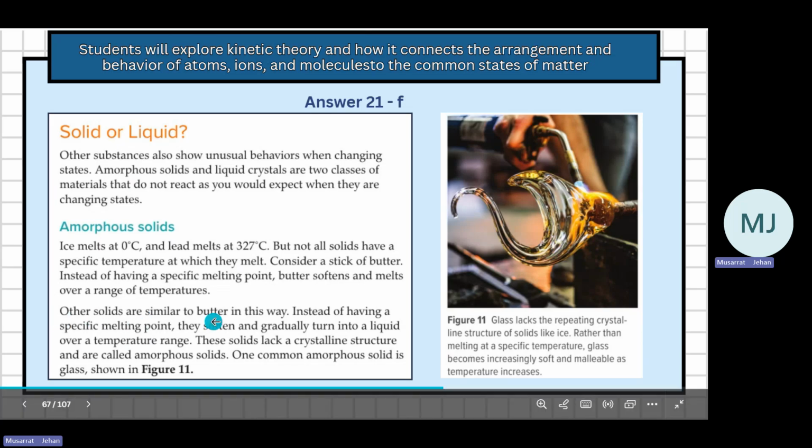Other solids are similar to butter in this way. Instead of having a specific melting point, they soften and gradually turn into a liquid over a temperature range. One example of this is glass. These solids lack crystalline structure, and because they do not have a crystalline structure, we call them amorphous solids. Amorphous solids do not have crystalline structure. And one example of this is glass.